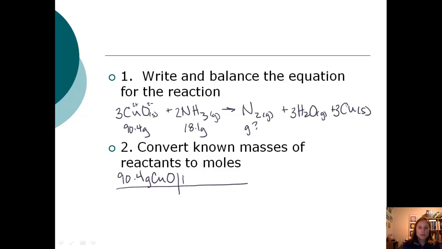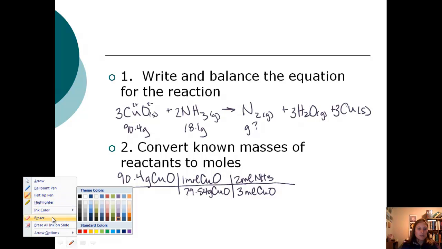We know we need to get to moles first, so we're going to use molar mass. So let's see, copper is 63.55, plus an oxygen, so we've got 79.54 grams of copper oxide. Then we're going to use our mole ratio. I can see that for every 3 moles of copper oxide, I've got 2 moles of NH3. Remember, I'm figuring out orientation because I want to make my units cancel out.